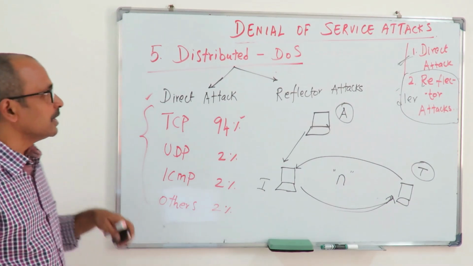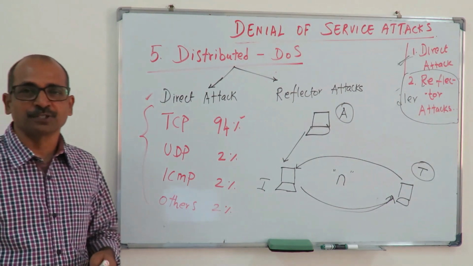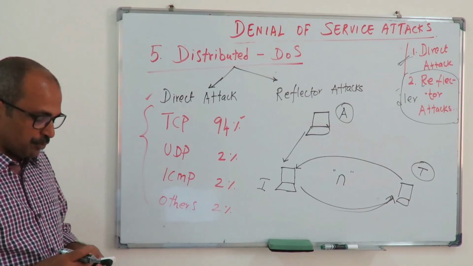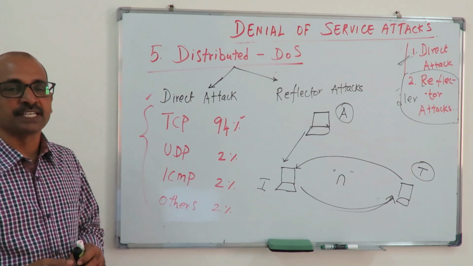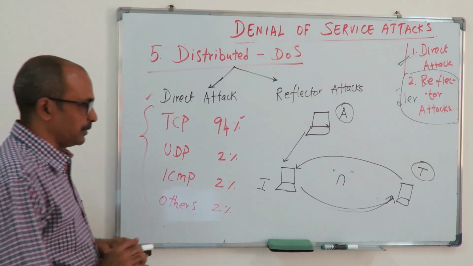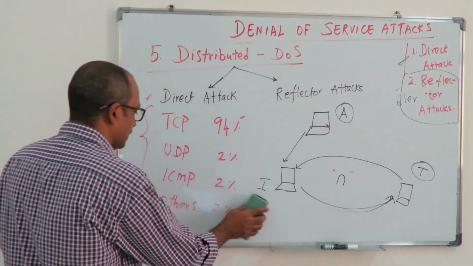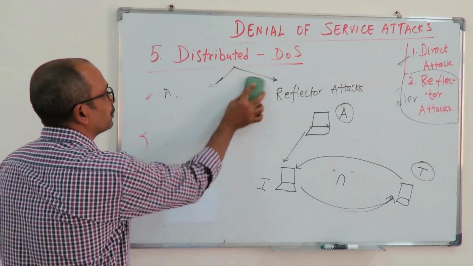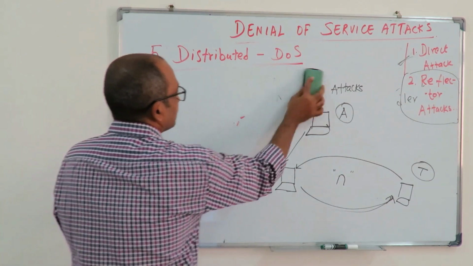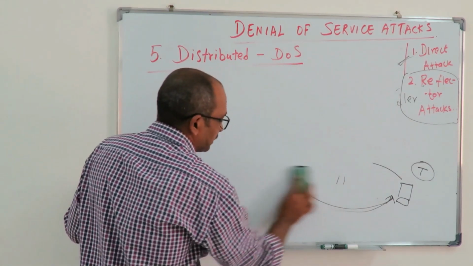Now, this is all about the distributed denial of service attack. We are moving to the next topic, which is the amplification attack. That is going to be a very important thing. The next topic in this lecture, the sixth one, is the amplification attack.